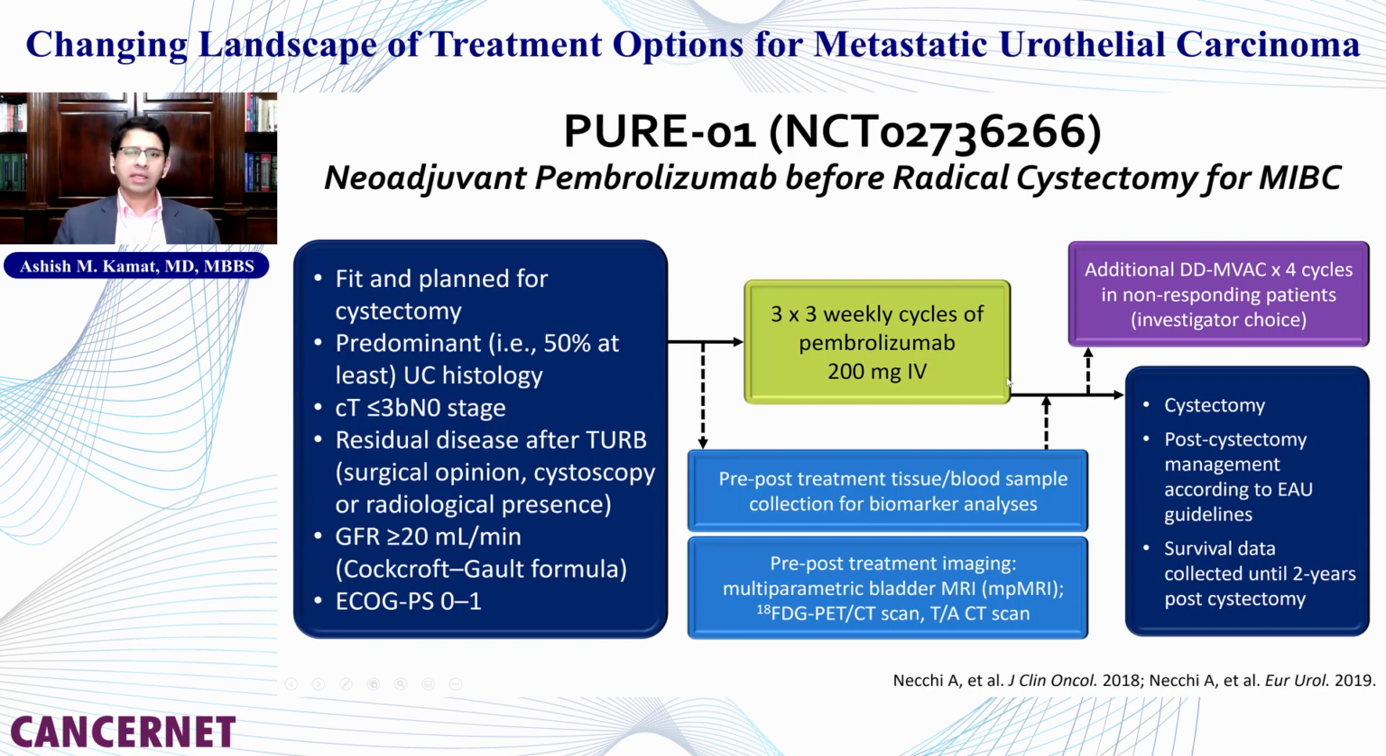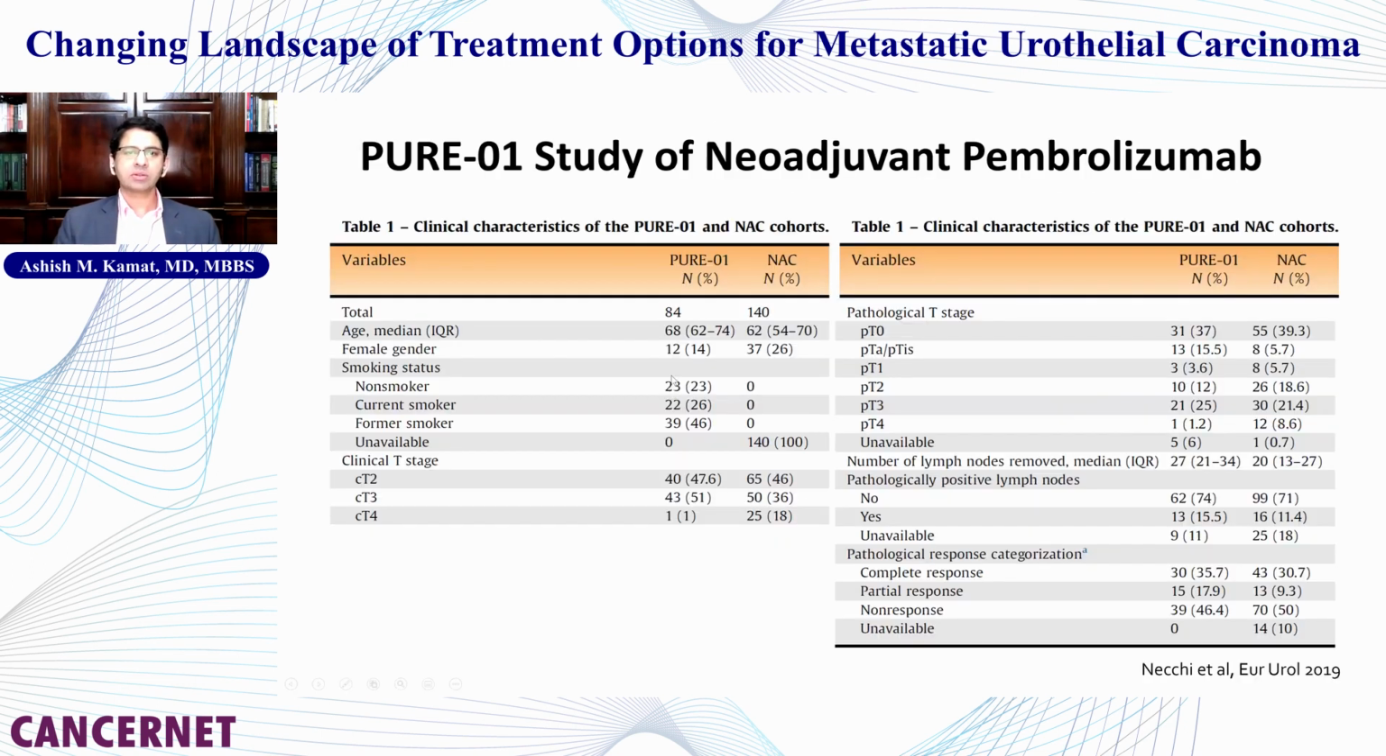Now, Andrea Necchi has actually done work with his PURE cohort, the PURE-01 cohort that looked at neoadjuvant pembrolizumab before radical cystectomy. And in this group of patients, what he did was look at the PURE cohort and then compare them with a matched cohort that had neoadjuvant chemotherapy, essentially. And we all know the data here that the patients who got pembro in a neoadjuvant fashion did tend to have a fairly good response when it comes to pT0 rates of about 37%, which is comparable in many ways to what we see with neoadjuvant chemotherapy.